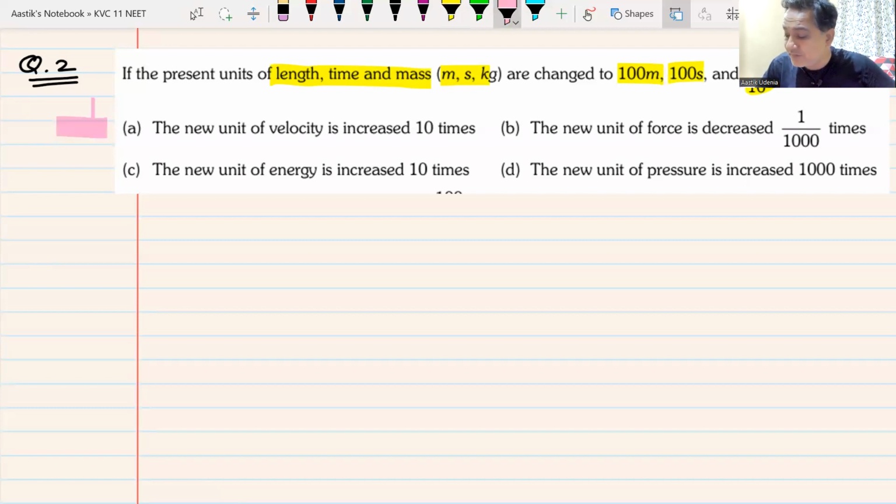Question number 1, what is the new velocity? We have to find out each and every one. Question number 2 is find out the new force. Question number 3 is find out the new energy. And question number 4 is finding out the new unit of pressure. Now remember, this is a single option correct question. Only one of the options is correct.